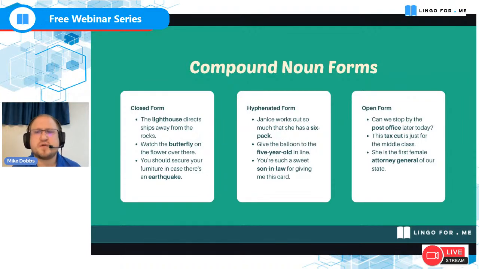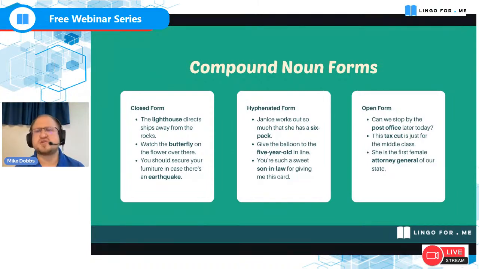And then we have give the balloons to the five-year-old in line. Here again, a lot of the compounds we've talked about are two. This one has three. So five-year-old, give the balloon to the five-year-old in line. And a five-year-old is just the age of a child. So you could say if this is a five-year-old in line, give the balloon, and it might just be to make them happy. So we take the three different words, five, year, and old.